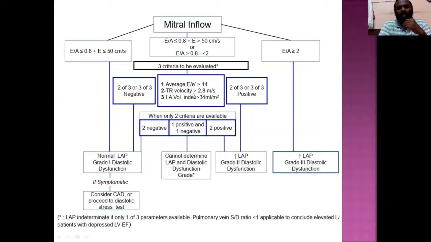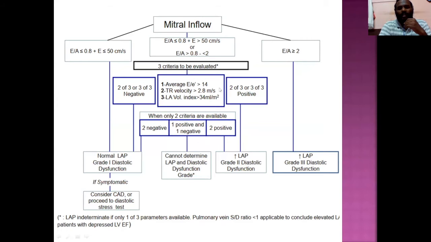Second thing is to look at the TR velocity. So we are going to assess whether there are any signs of post-capillary pulmonary hypertension. And third thing, you look at the LA volume index. LA volume says that the LA pressure is increased and long-standing, and the LA has undergone remodeling changes, and it has dilated and lost its compliance.